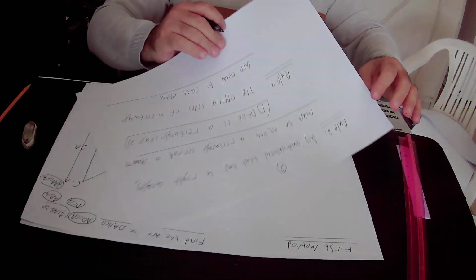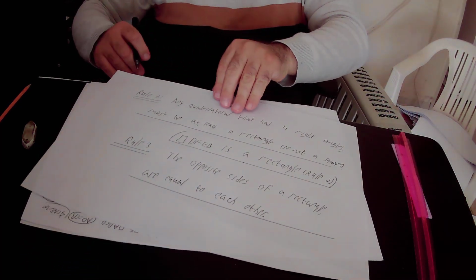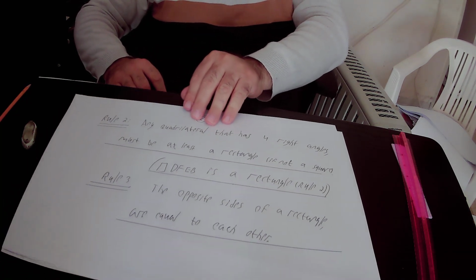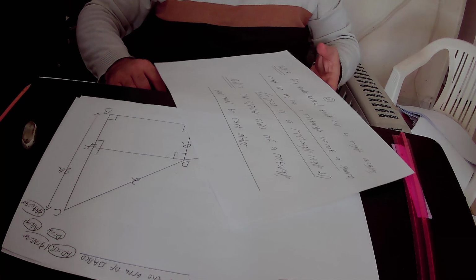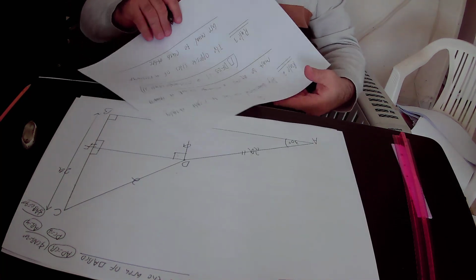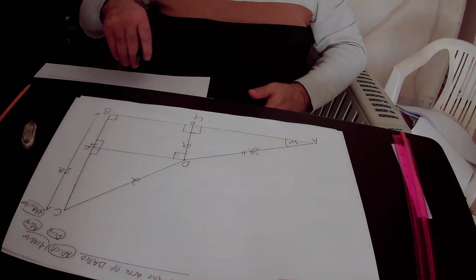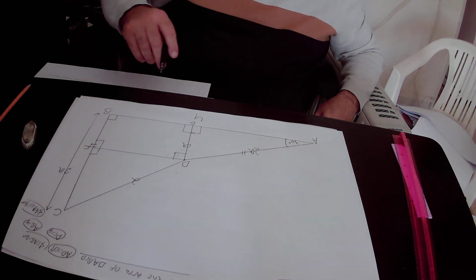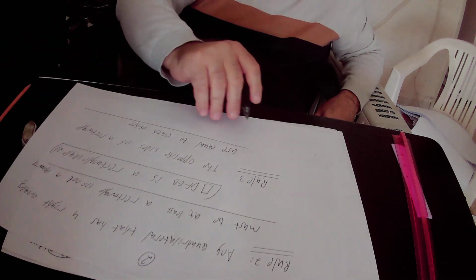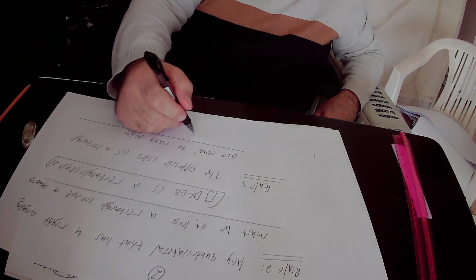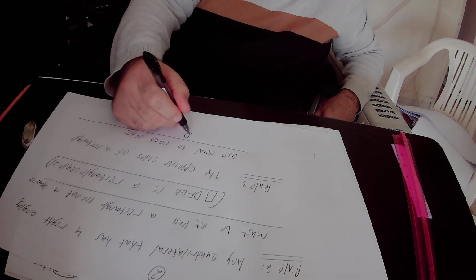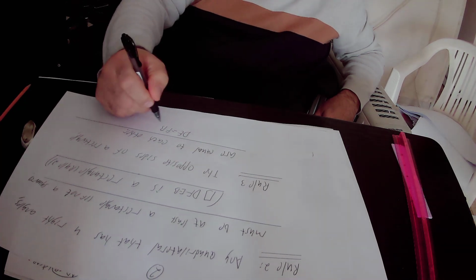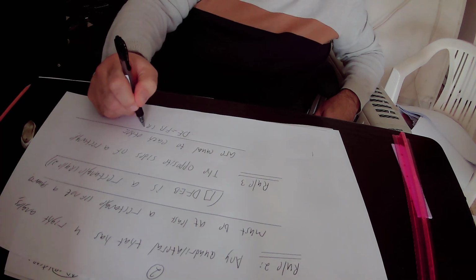I will read rule number 3 again. According to rule number 3, the opposite sides of a rectangle are equal to each other. So it means that in rectangle DFBE, DE equals FB, according to rule number 3.